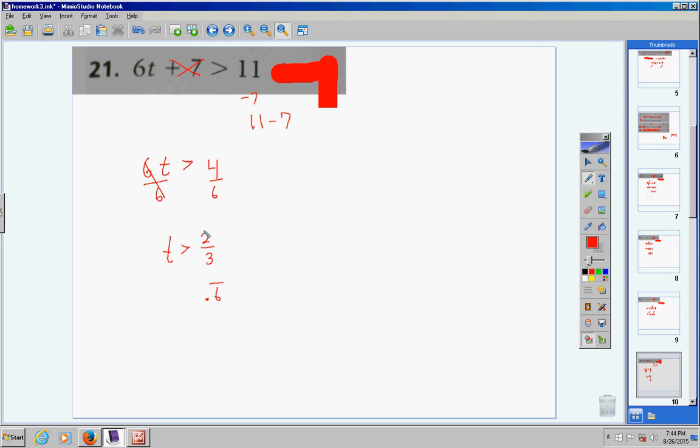Now, let's graph this. t is greater than 2/3. It's so easy, guys. Put a 0, put a line, put 2/3, put a point. Now, this point will be open because there's no equal sign here. And we go to the right. Okay, pretty easy.